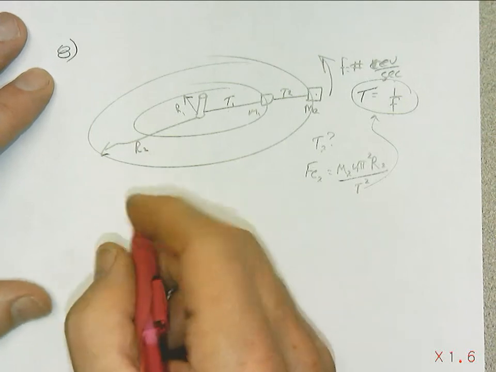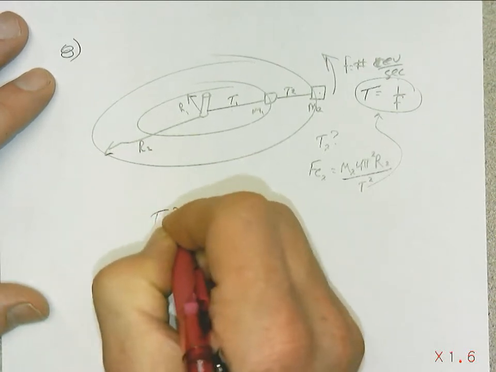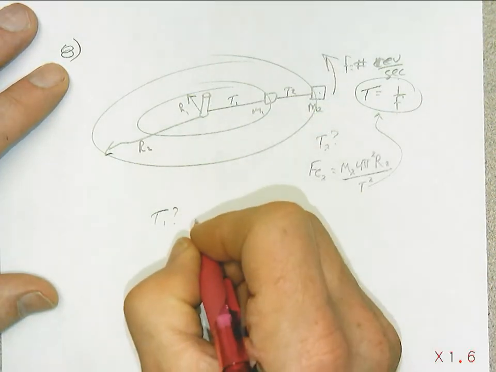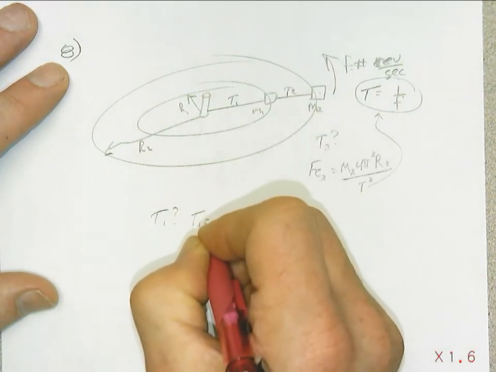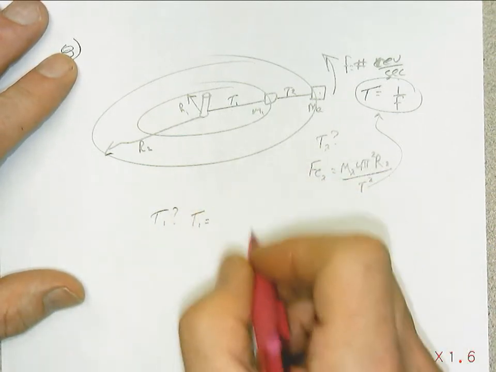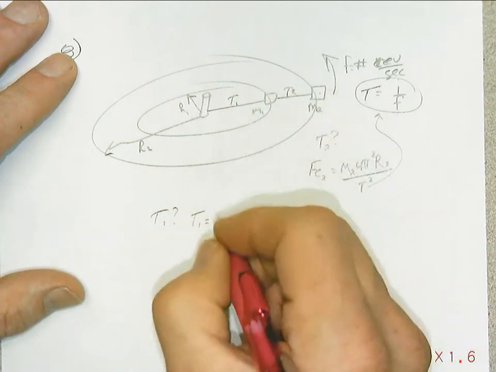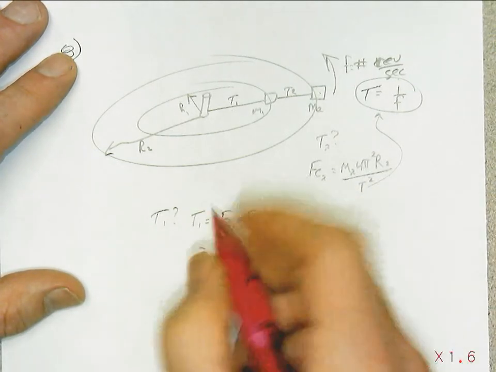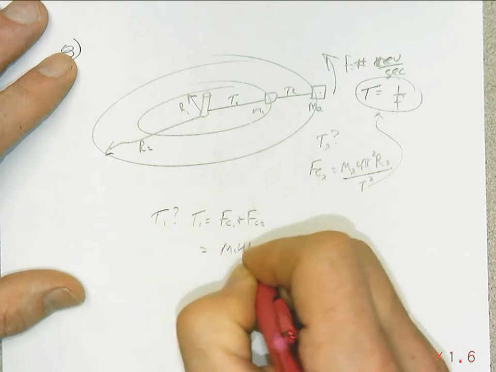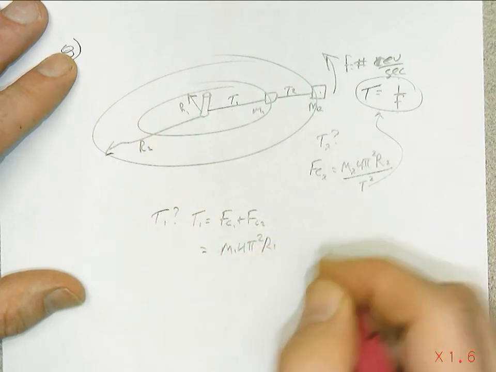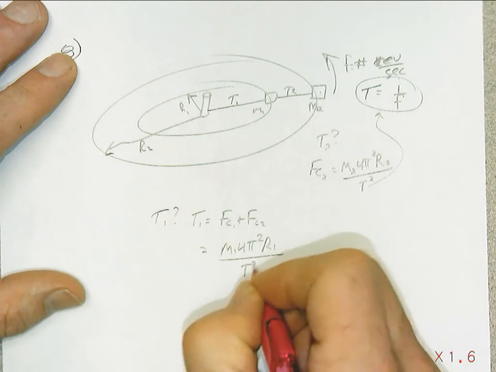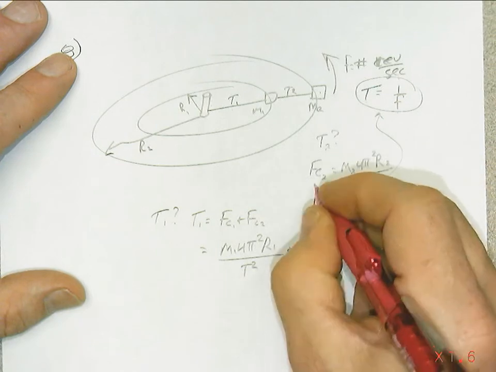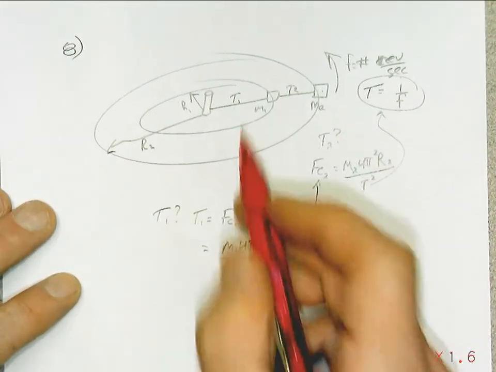Now as far as what do we do with T1? For T1, it's the addition. So T1 is equal to basically the centripetal force, Fc1 plus Fc2. So that's just equal to M1 4 pi squared R1 over T squared, and then plus, I'll just go ahead and say Fc2, this. Okay, so T1 has got two jobs.